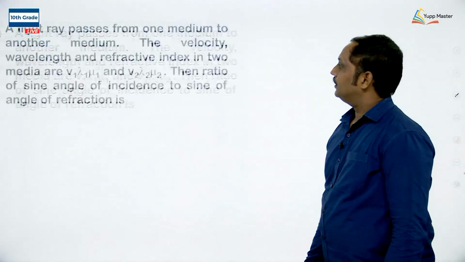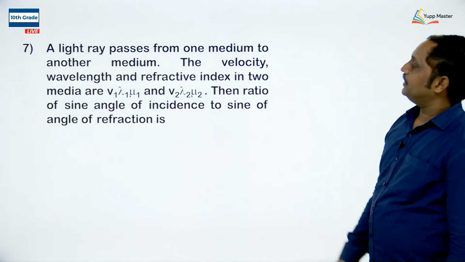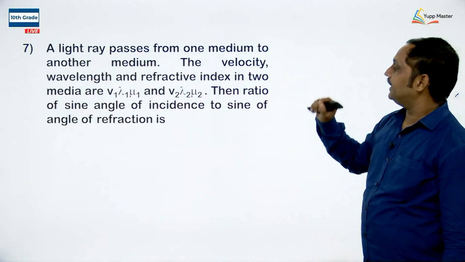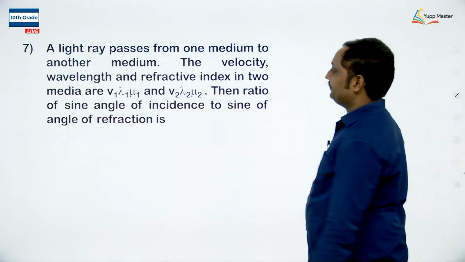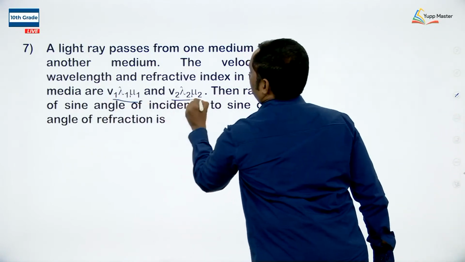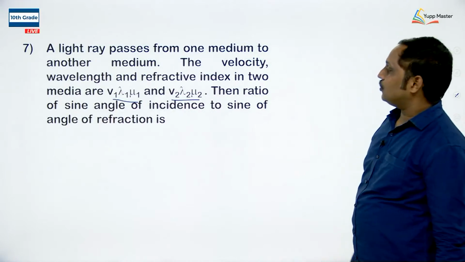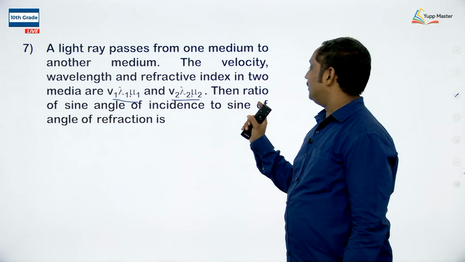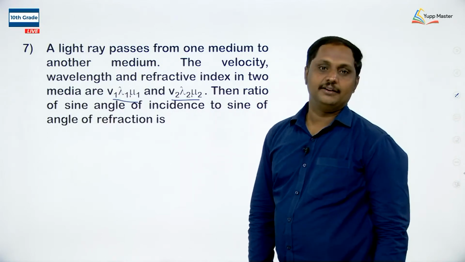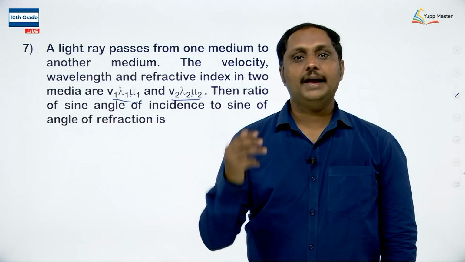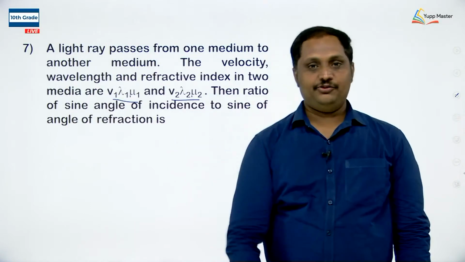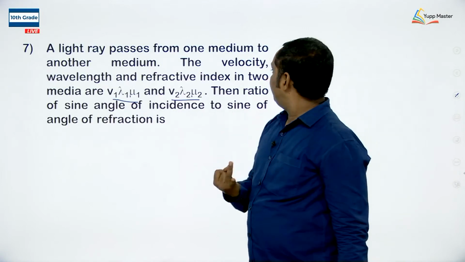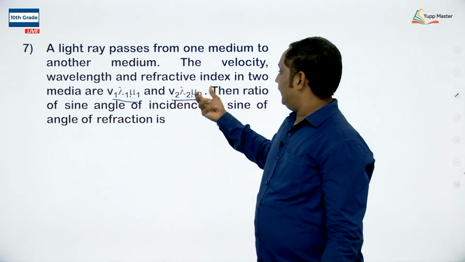Please have a look. A light ray passes from one medium to another medium. The velocity, wavelength and refractive index in the two media, they have given these two sets of values. Then find the ratio of sine of angle of incidence to sine of angle of refraction. That is very clear, a simple problem. They have given the parameters, that is wavelength, speed of light and refractive index.